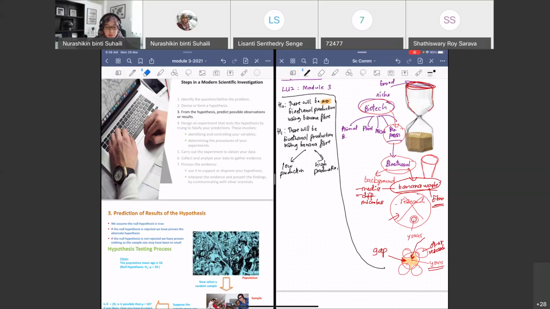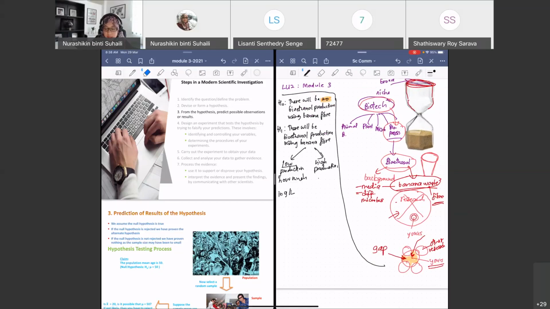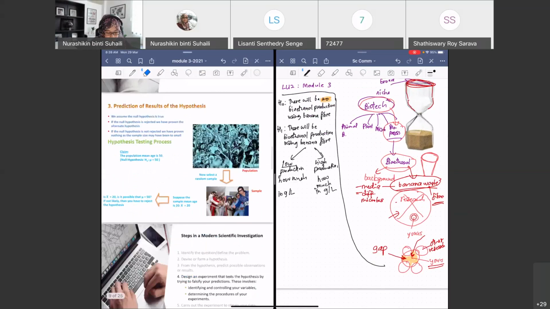From the hypothesis, you can predict possible observations or results. So if you want to say low, how much is low? Normally, bioethanol we quantify in the form of gram per liter. How much in gram per liter is that low concentration? And for high production, how much? Also in gram per liter. So that is what is meant by prediction of the possible observations.